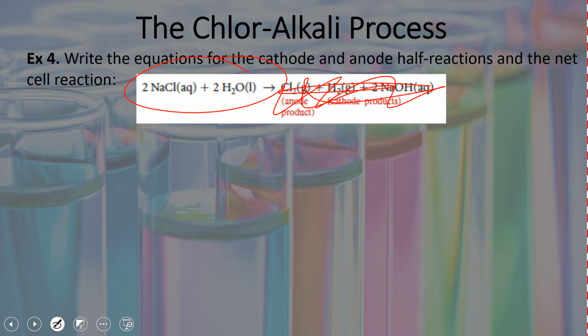As well, when I'm writing that half reaction, I can't start off with hydrogen gas as a reactant because it's not present to start off with. So if I look at what's present in this cell, I have sodium aqueous ions because this is ionic, so it would break apart into its ions. I would have chloride ions, aqueous, and then I have water, which is a liquid.